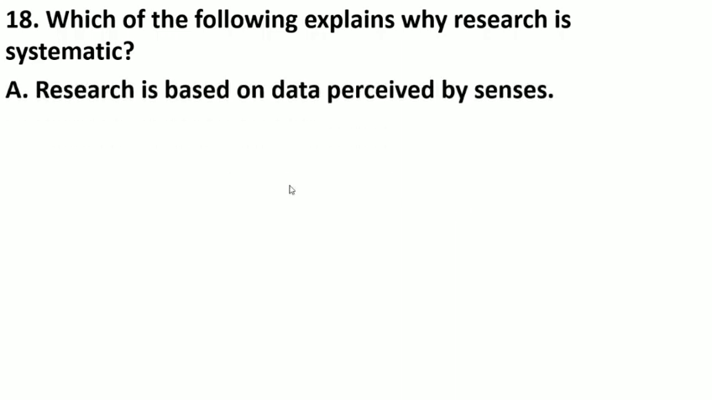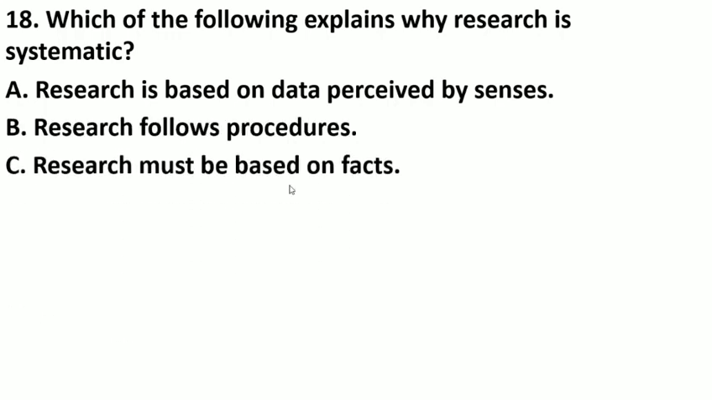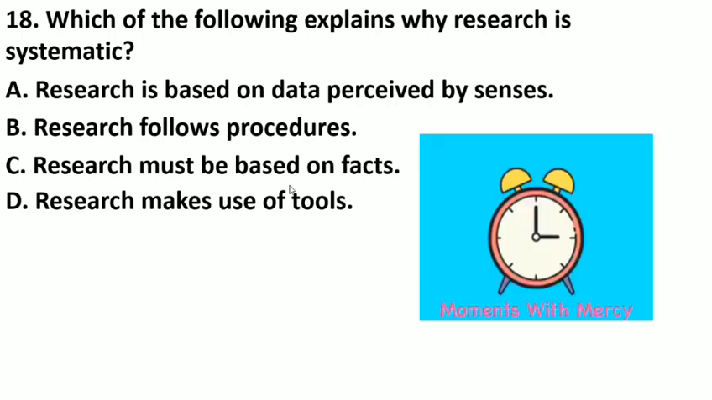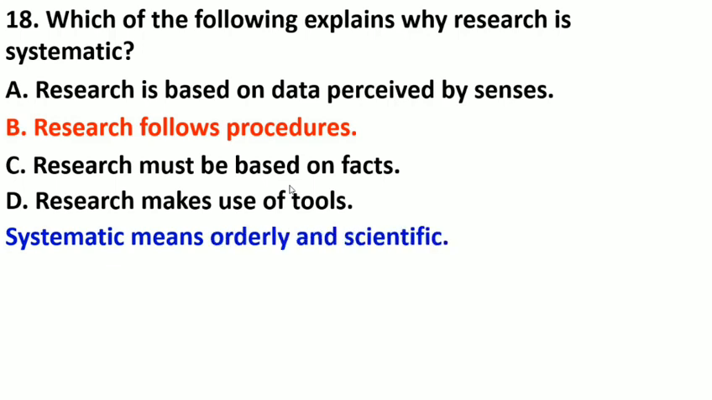Which of the following explains why research is systematic? A. Research is based on data perceived by senses. B. Research follows procedures. C. Research must be based on facts. And D. Research makes use of tools. Alright, the correct answer here is option B. Research follows procedures. Systematic means orderly and scientific.